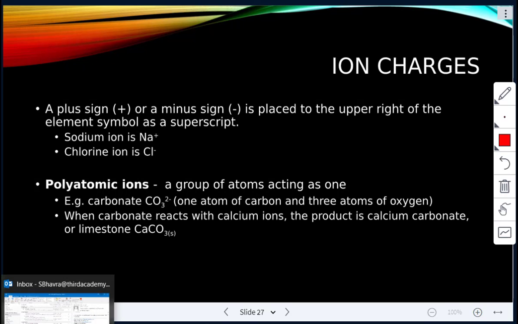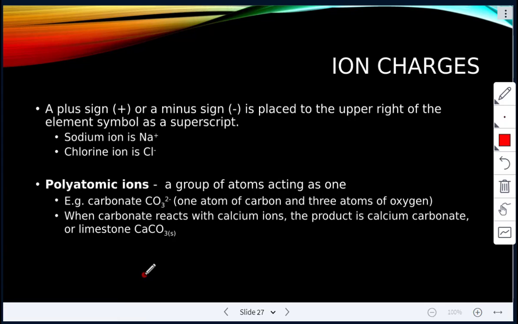All right, so when you see an ion and its charge, a plus sign or a minus sign, it's placed to the upper right of the element symbol as a superscript. So if you look at your periodic table, you will see Na+ and chlorine is Cl-.